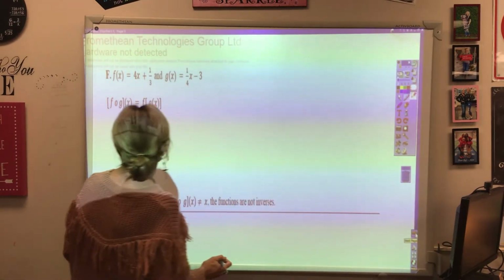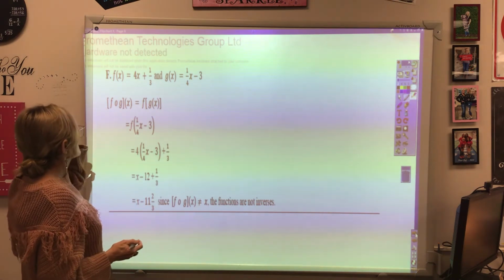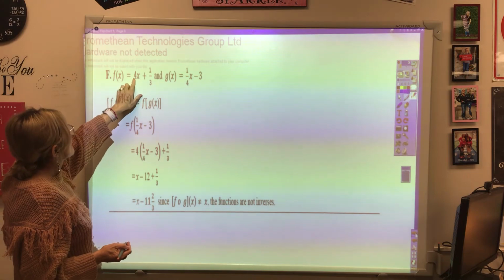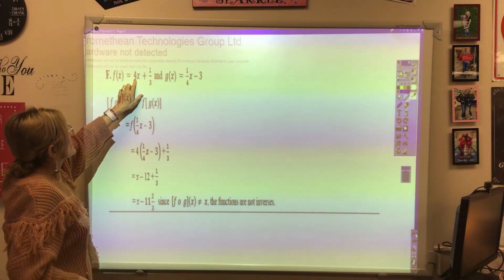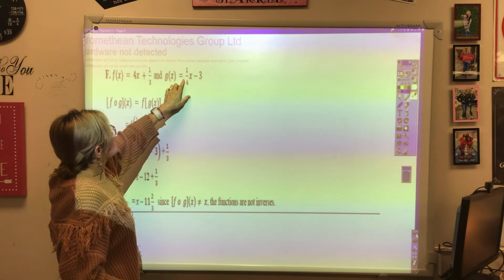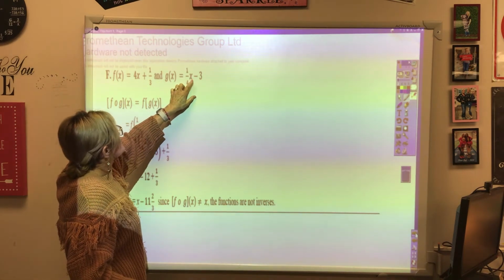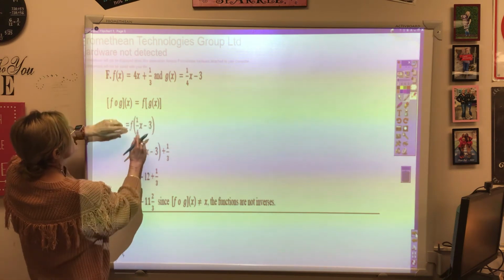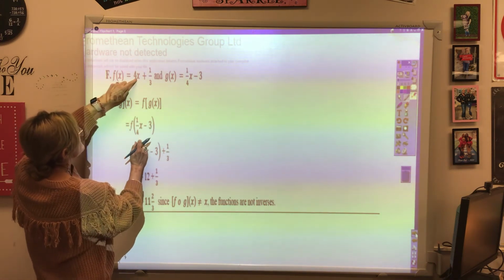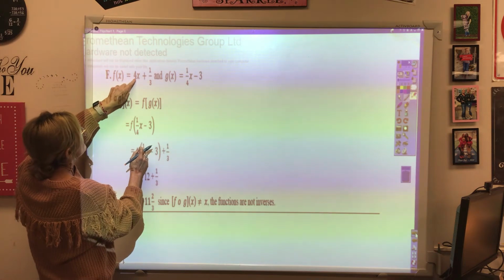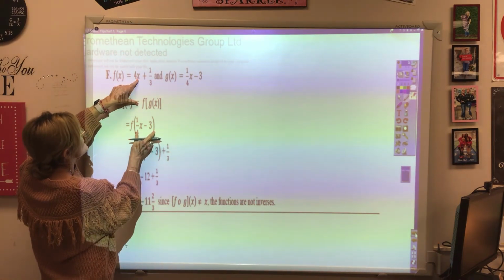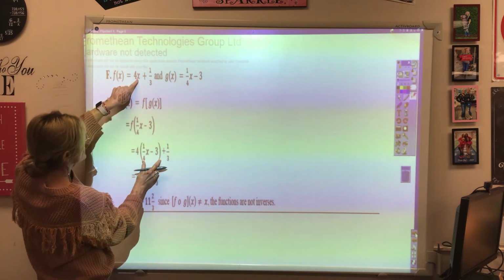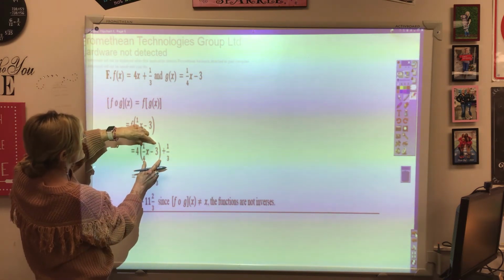Here's an example of two functions that are not inverses of each other. We have f of x equals 4x plus 1/3, and g of x equals 1/4 x minus 3. We're going to take f of g of x, so in the f function where x is, we're going to replace it with 1/4 x minus 3. So you can see, here's your x, 1/4 x minus 3.